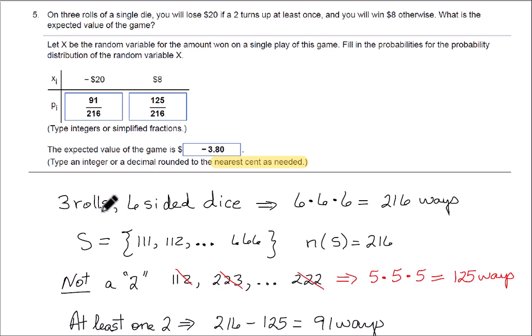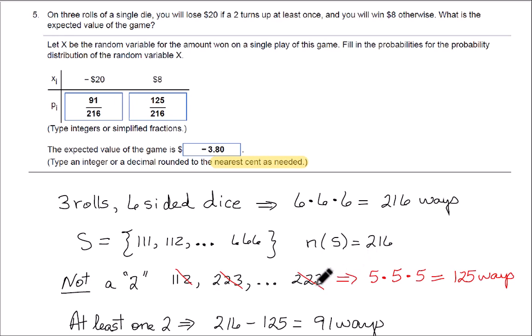Now, in 3 rolls of six-sided dice, by the multiplication rule, there's 6 times 6 times 6. So there's 216 ways. What do they look like? 111, 112, 113, 114. Keep going all the way to 666. Now, I don't think we really want to list all 216. But we need how many ways can we get at least one 2?